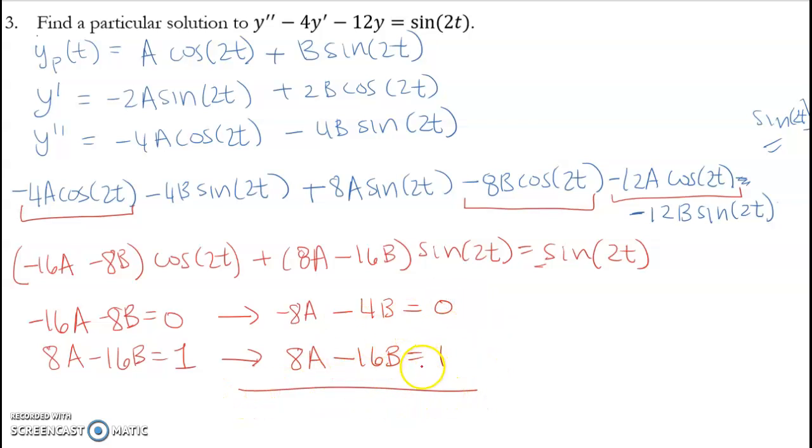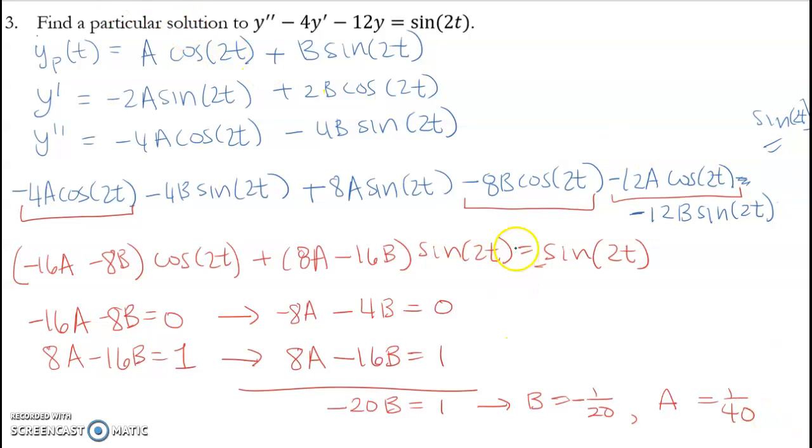And I'm going to add these two equations. So that's going to give me negative 20b equals 1. So finally, I can get my b value, which is negative 1 over 20. If I plug in this negative 1 over 20 to one of these equations, I will get my a value as 1 over 40.